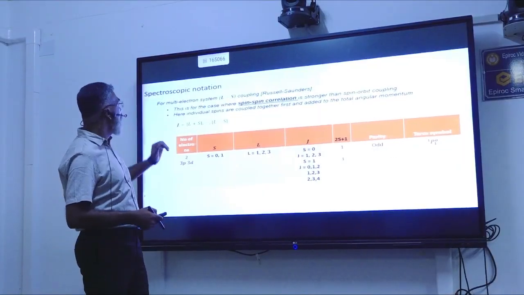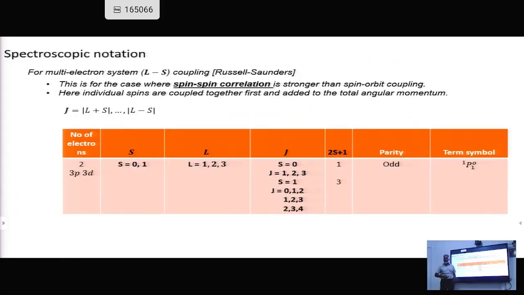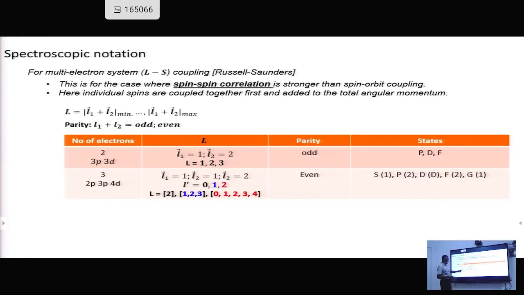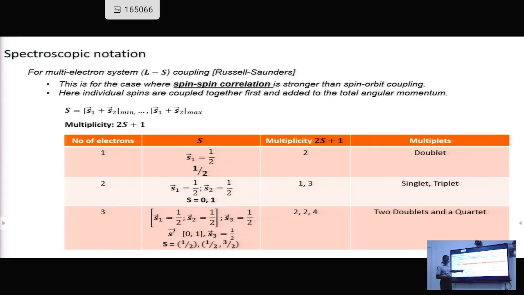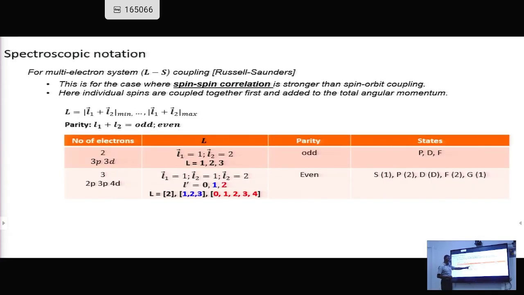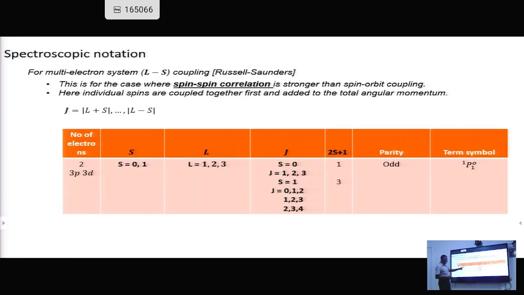Okay, so this is done. One more thing: the J. You need to find the J. If you look at this, J goes from L plus S down to L minus S, or in reverse, from L minus S to L plus S. So let's take the PD system, which we did just before, with 3P and 3D. If you look at it, we had S equal to 0 and 1, and L is 1, 2, 3. Okay, so that's it. S is 0 and 1, L is 1, 2, 3. So now we need to find J.